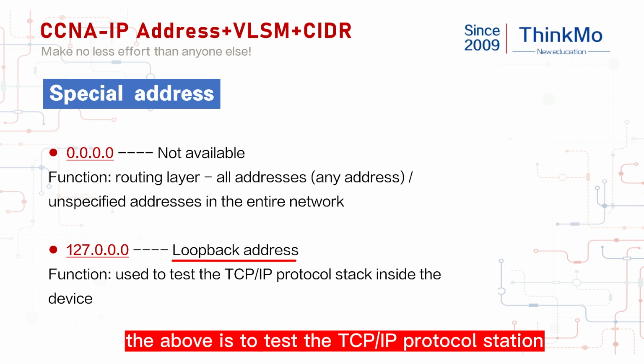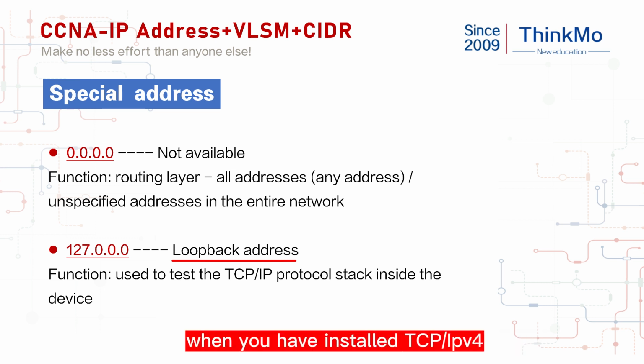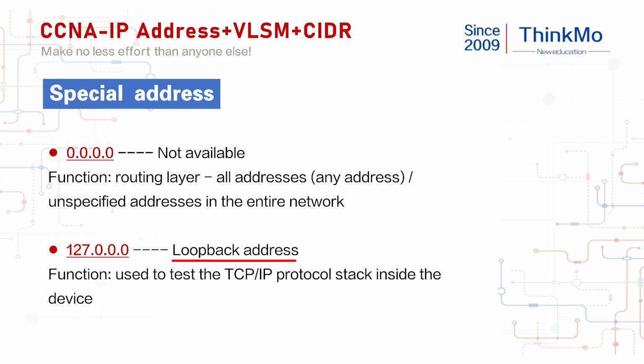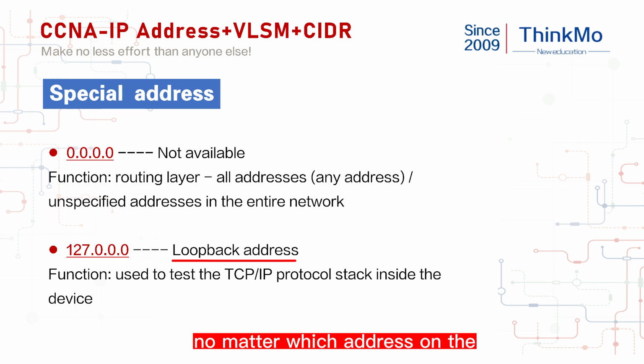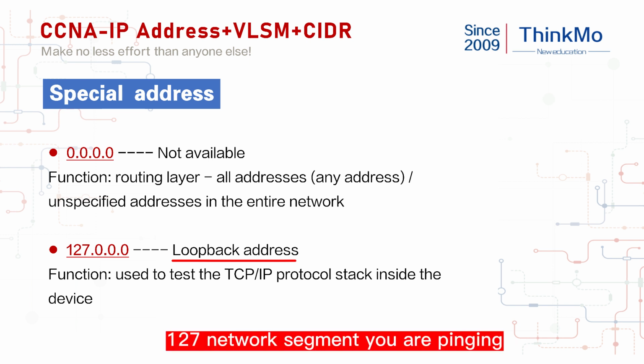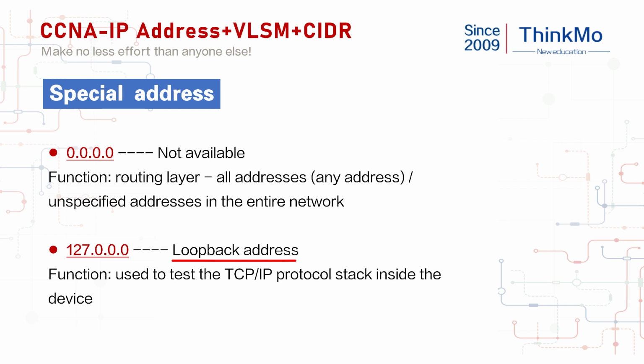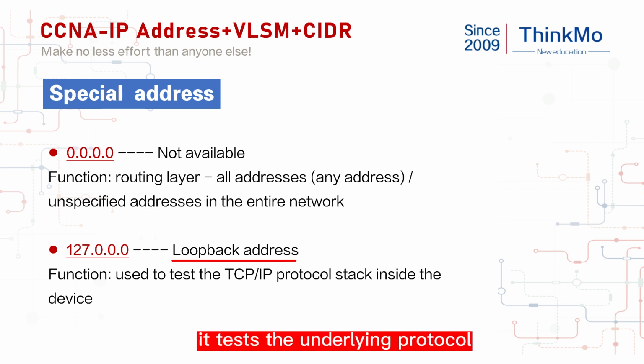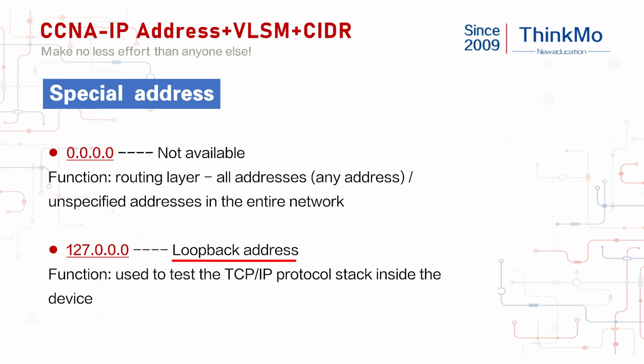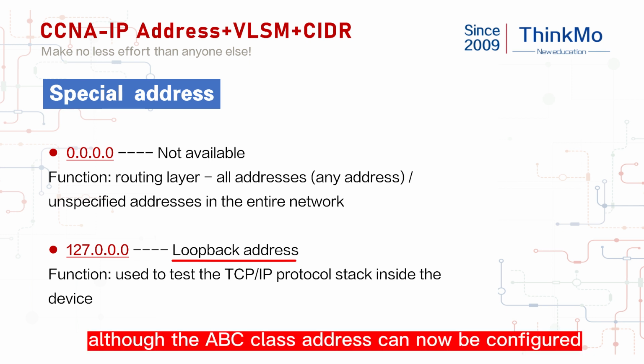The above is about testing the TCP/IP protocol stack. When you have installed TCP/IPv4, you go to ping 127. No matter which address on the 127 network segment you are pinging, from 1 all the way back, it can be pinged. It tests the underlying protocol. So you will find that although ABC class addresses can now be configured, there actually aren't that many addresses available.